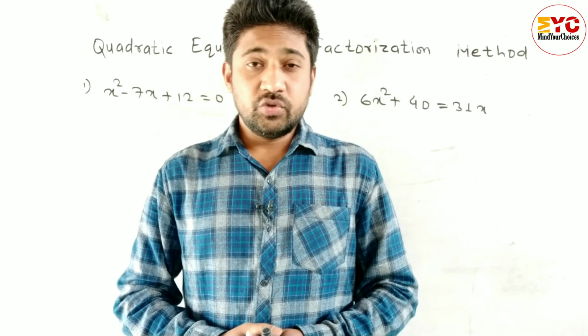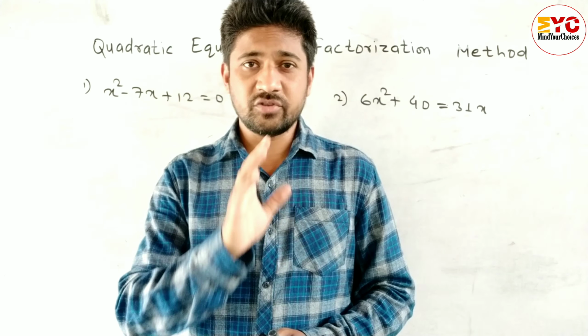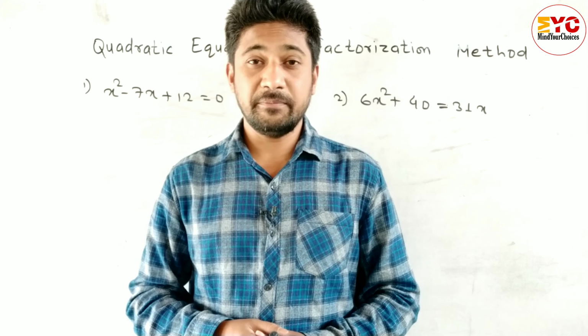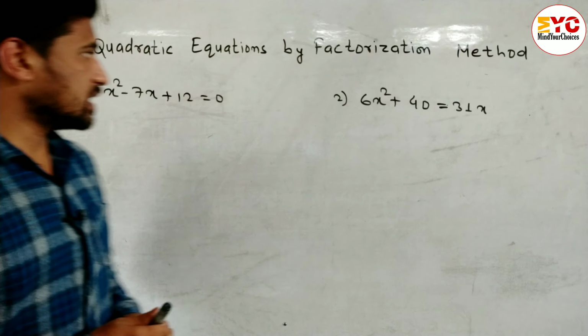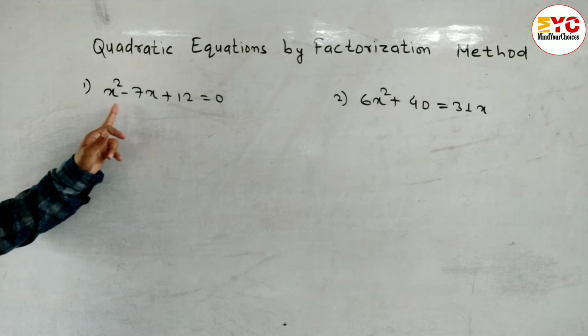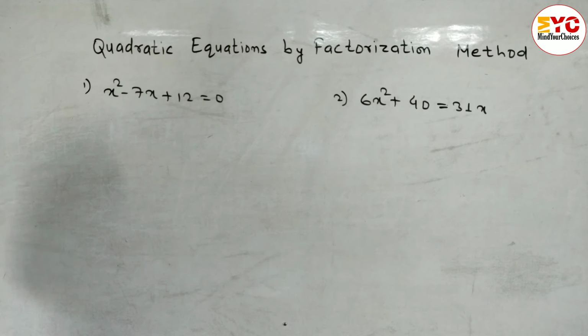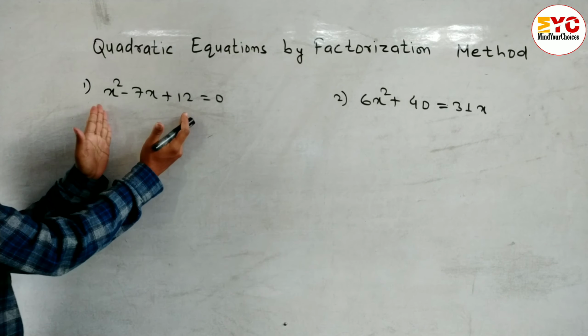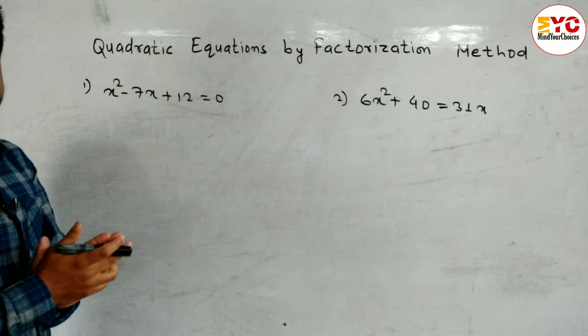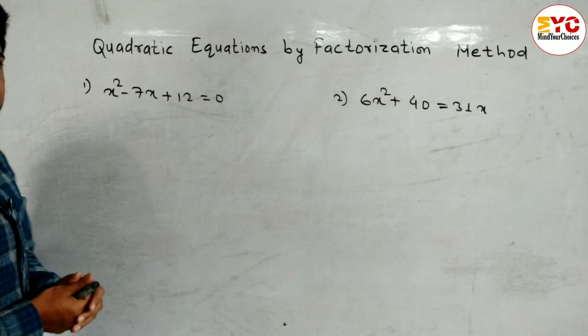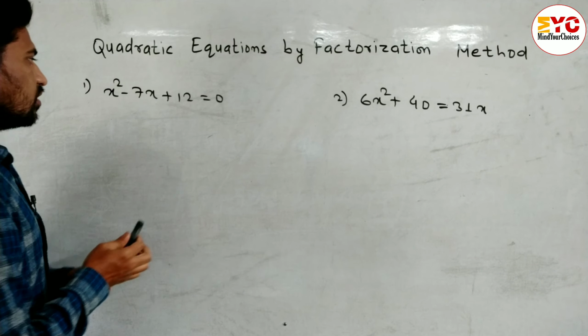Hello everyone. Today I am going to teach you how to solve quadratic equations by the factorization method. Let's make a start. You can see here question number 1: x square minus 7x plus 12 is equal to 0. First of all, we have to factorize this and then we have to find the value of x. Solve means we have to find the value of the variable.